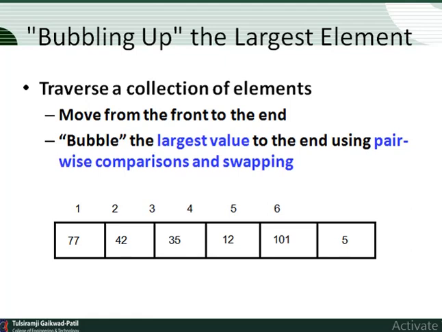traverses a collection of elements, starting from the front and moving to the end. It's a very simple sorting algorithm. This bubble sorting algorithm belongs to the category of comparison-based algorithms, in which each pair of adjacent elements is compared and the elements are swapped if they are not in order.